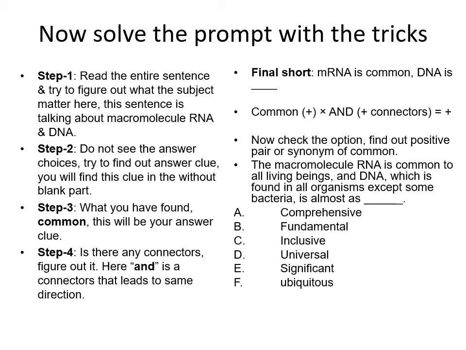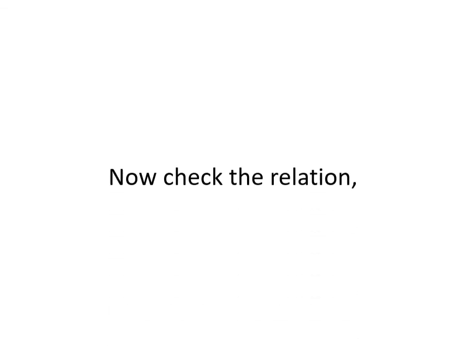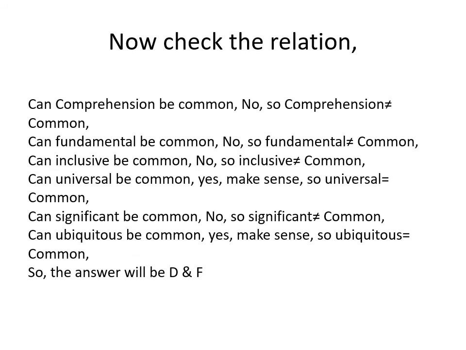The macromolecule RNA is common to all living beings, and DNA, which is found in all organisms except some bacteria, is almost as dash. A. Comprehensive. B. Fundamental. C. Inclusive. D. Universal. E. Significant. F. Ubiquitous. Now check the relation.